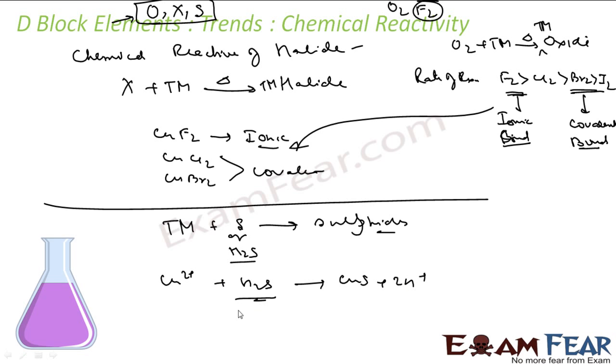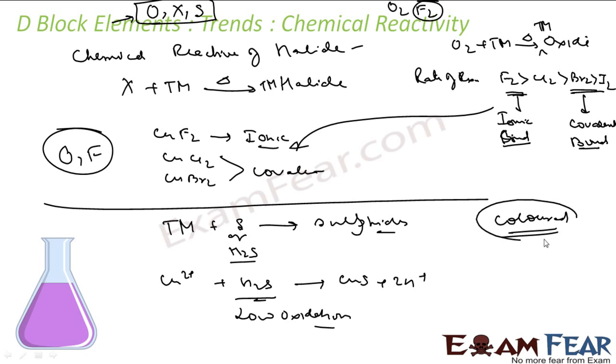And in sulfides, we typically get a low oxidation state. We have seen that the oxidation state is higher only in the case of oxygen and fluorine. In other cases, the oxidation state is lower. So in sulfides also, we have a low oxidation state, and sulfides are typically colored. In fact, most transition metals or ions are colored. We'll see that property. And the sulfides are typically water insoluble. Transition metal sulfides are water insoluble.